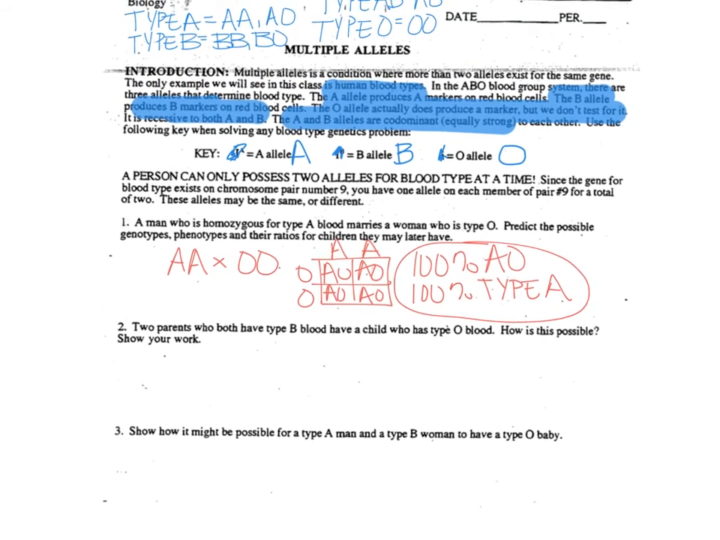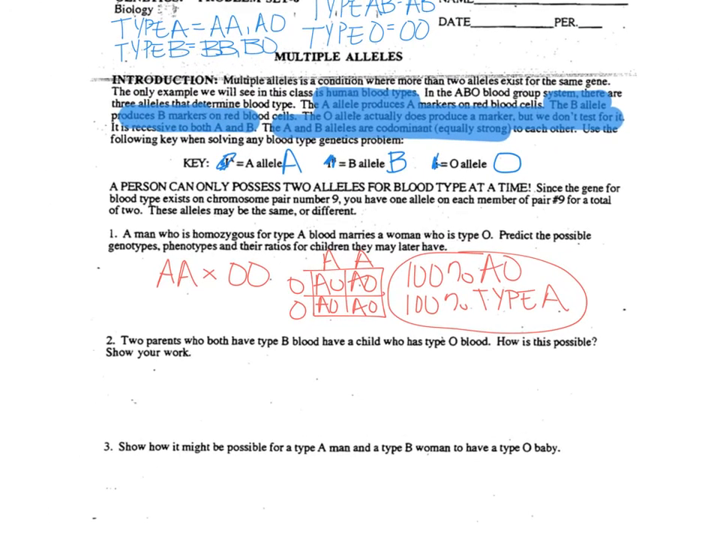Next one. 2 parents who both have type B blood, so we know they have to have big B blank, because they don't tell us homozygous or heterozygous yet. All right, have a child, so their child has type O blood. How is this possible? Well, remember, kids get 1 letter each from a parent, so that means each parent had to have an O for their second allele. All right, so each parent is heterozygous type B.